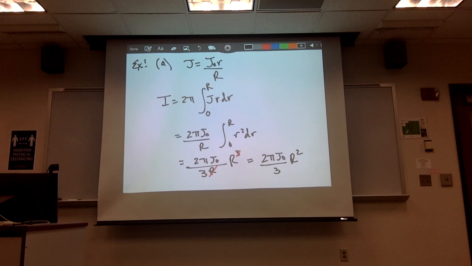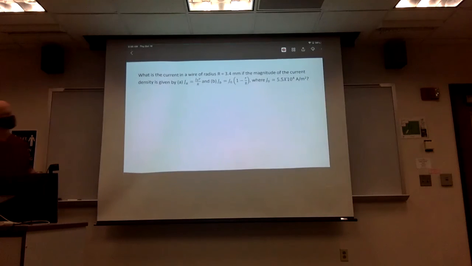From here, I simply put in my numbers, calculate. What I find then is that the amount of current is equal to 1.33 amps. So this is my current running through this particular wire. Did you get the value for J0? Oh, J0 was given at the very end. So that was the 5.5 times 10 to the 4th.